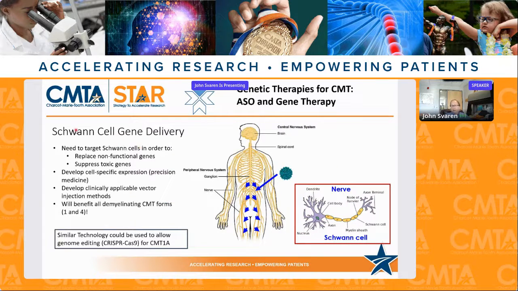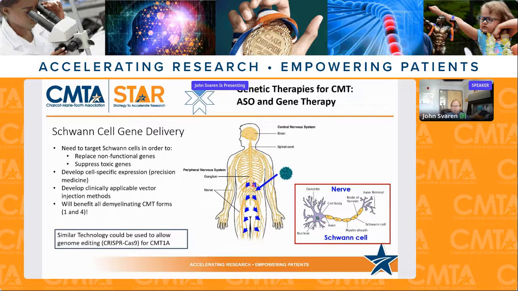The other thing that I really want to emphasize is the fact that when we have any kind of genetic therapies, we really need to be able to deliver to the Schwann cells that exist in nerves here. So this picture here shows the brain and the spinal cord and the nerves that reach out to the feet, and nerves that go down the arms. These are the peripheral nerves that have the Schwann cells. And so we really need to be able to deliver anything that is therapeutic to these nerves in order to either replace a non-functional gene or to lower the levels of PMP22.